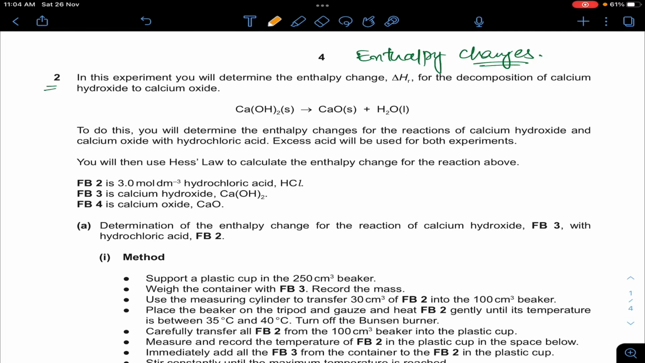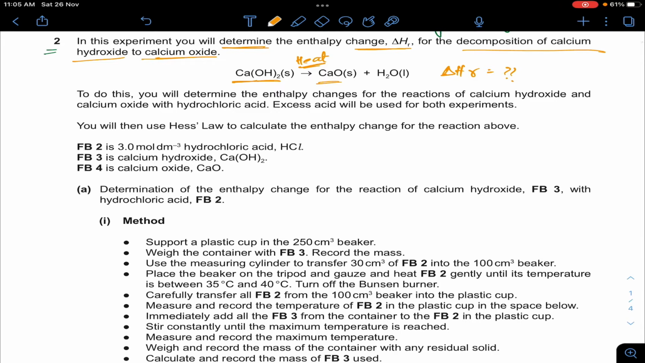Now it says that in this experiment you will determine the enthalpy change delta HR for the decomposition of calcium hydroxide to calcium oxide. So we are heating calcium hydroxide and it decomposes into calcium oxide, and we have to calculate the delta HR for this reaction. To do this, you will determine the enthalpy changes for the reaction of calcium hydroxide and calcium oxide with hydrochloric acid. So we cannot measure the delta HR for this reaction directly, and the reason is we are heating solid.